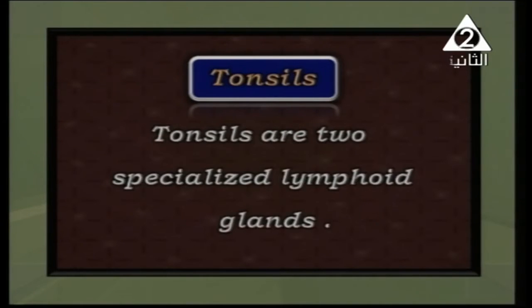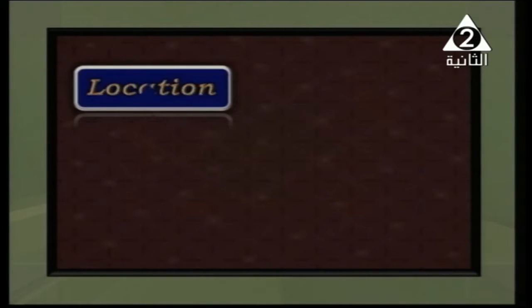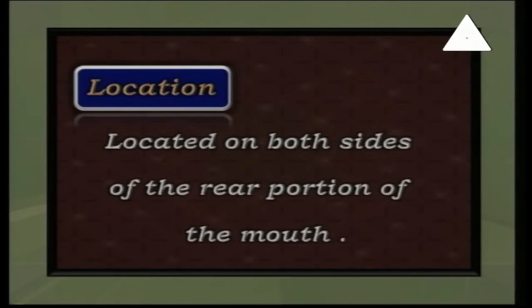Okay, yes, tonsils are specialized lymphoid glands, and where they are located: on both sides of the rear portion of the mouth. So they nearly exist in the mouth cavity. Okay, what about the function of the tonsils?